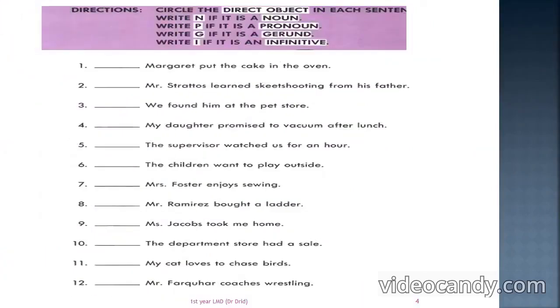The next exercise: circle the direct object in each sentence. Write N if it is a noun, write P if it is a pronoun, write G if it is a gerund, and write I if it is an infinitive. So we have different types of objects in these sentences. You just circle the direct object and show its type.